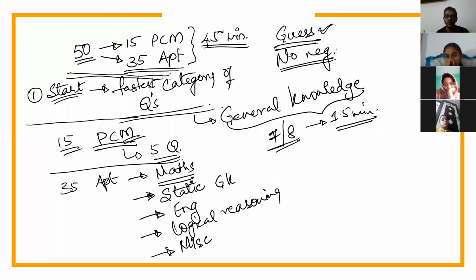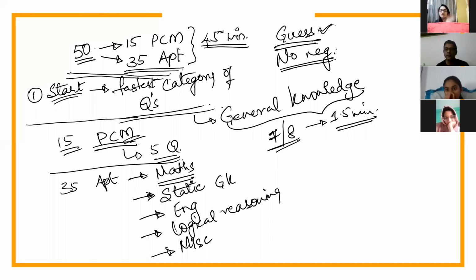Now, sir, in aptitude, 35 marks, will we get questions like history of architecture? Aptitude is not 35 marks. Aptitude is 35 questions. Each question is 1.5 marks. Yes, sir. In those 35 questions, will we get topics like history of architecture?